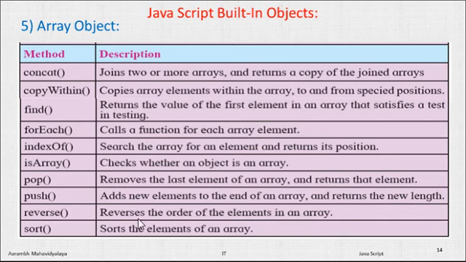Next method is reverse. It reverses the order of the elements in an array. That means if we are getting the array from first to last position, then by using reverse its output will be last to first position. Then the last method is sort. It sorts the elements of the array. If we have numbers or characters, whatever it may be, it will sort all the data.